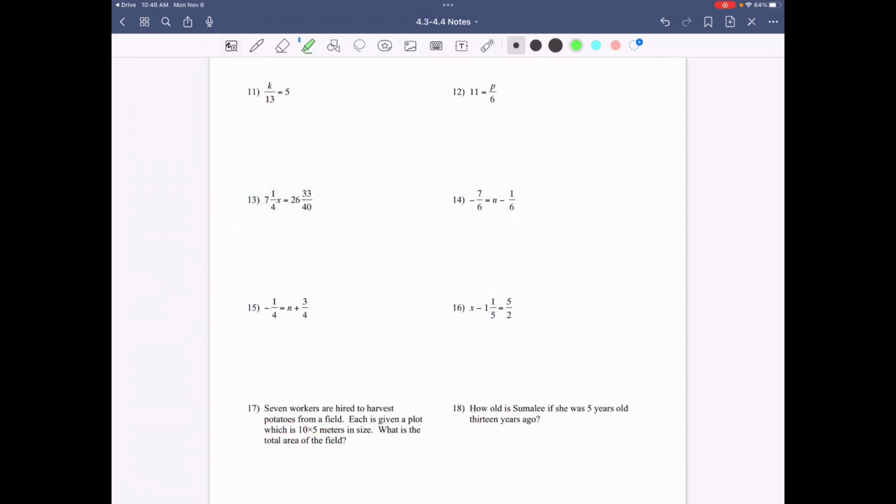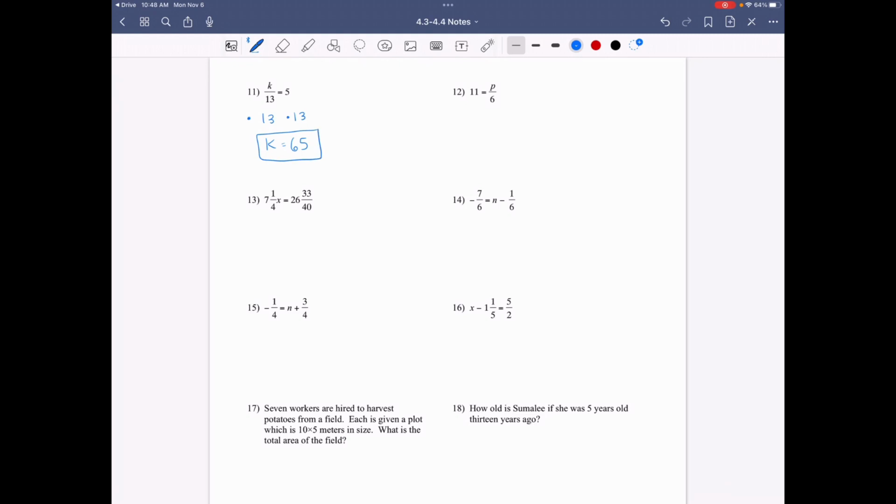On number 11, we look at k, and k is being divided by 13. What's the inverse operation of divide by 13? That's right, multiply by 13. When we multiply by 13, we get 65, so k equals 65.